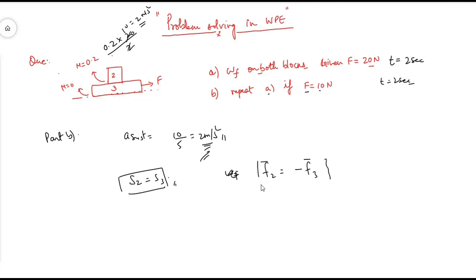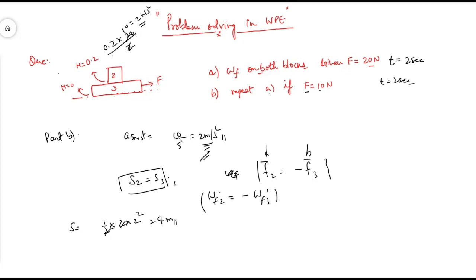So without even doing the calculation, I should know that work done by friction on the 2 kg block has to be the negative of work done by friction on the 3 kg block. Why? Because the displacements are the same, but the direction of friction is different on both blocks. So in one case it's going to be positive work done, and in the other case it's going to be negative work done. So let's just quickly calculate the displacement. Displacement in time t is going to be half into a, which is 2, into t square. So this is again 4 meter.